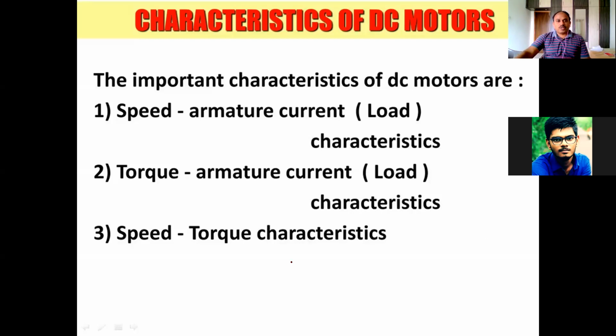Today we will discuss the characteristics of DC motors. Basically, these characteristics are classified into three types: speed and armature current characteristics, also called load characteristics; torque and armature current characteristics, also called load characteristics; and speed and torque characteristics, called mechanical characteristics. So these are the three types of characteristics for DC motors.